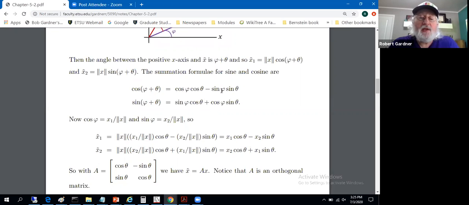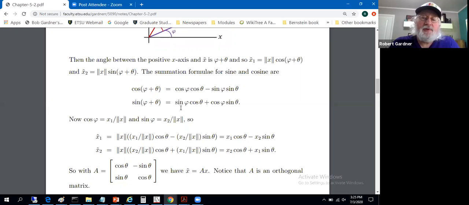Minus sine of phi was x2 over the norm of x. Sine of theta, kind of stuck with that. If you distribute the norm of vector x through, we lose those denominators and it produces this: x1 cosine theta minus x2 sine theta. It's a little linear combination, if we knew theta, of the components of the x vector.